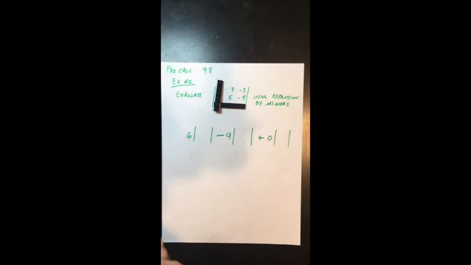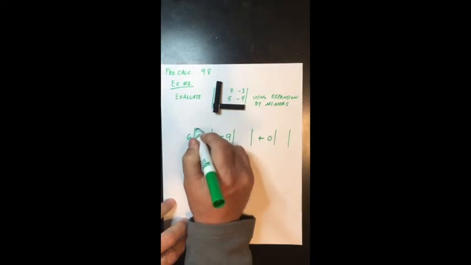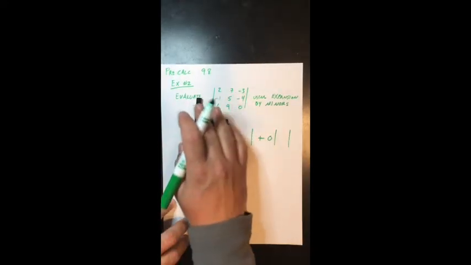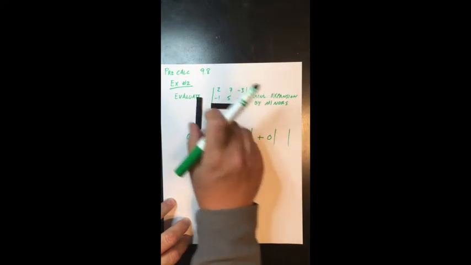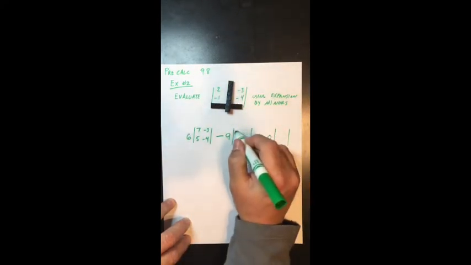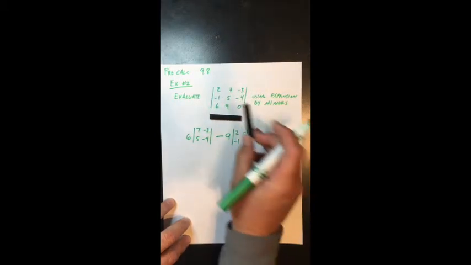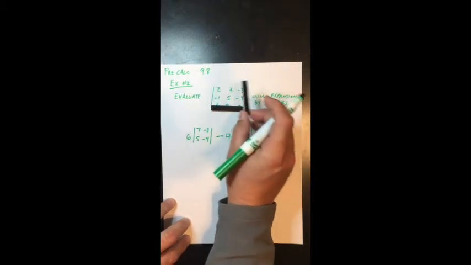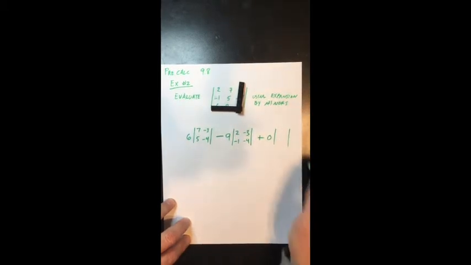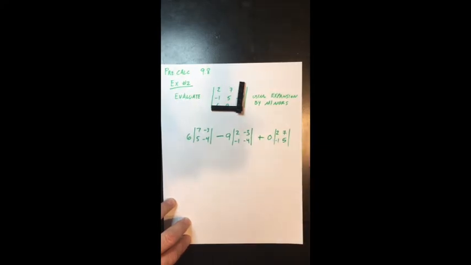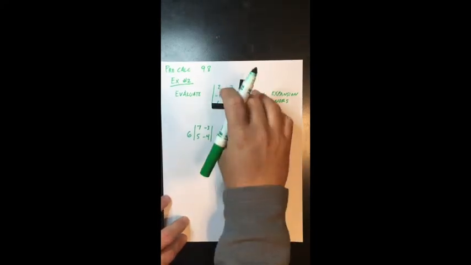If I cover up the row and the column that the 6 is in, then I'm left with 7, negative 3, 5, negative 4. And then next I'm going to cover up the 9, use the 9 as a hub, and what I'm left with there is 2, negative 3, negative 1, negative 4. And then again, it doesn't really matter because I'm multiplying it by 0. I'm not even going to bother evaluating this determinant, but just for practice, if I cover up the column and the row for 0, I'm left with 2, 7, negative 1, and 5. So these are the three matrices that I now have to evaluate.